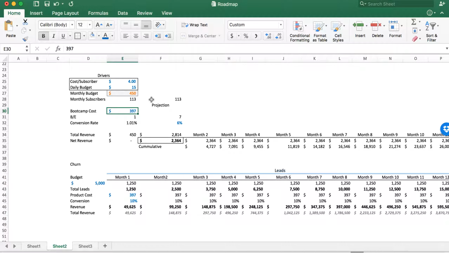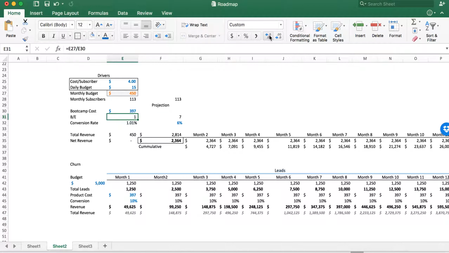Well, that means that we need to understand how many of these we have to sell in order to cover this cost right here. And the way to do that is pretty simple. We're going to take this number right here, our advertising budget, and divide it by the cost of the course.